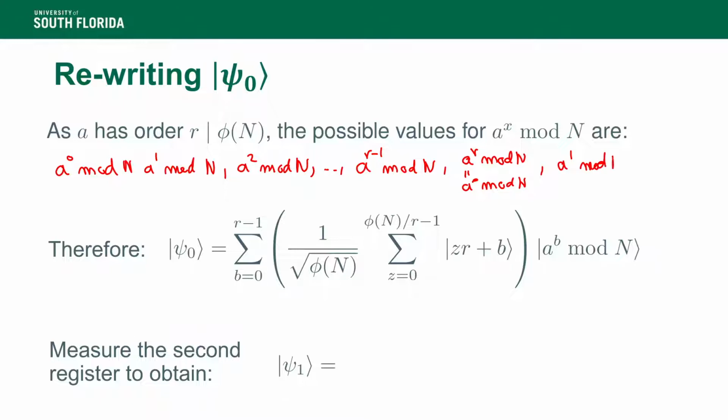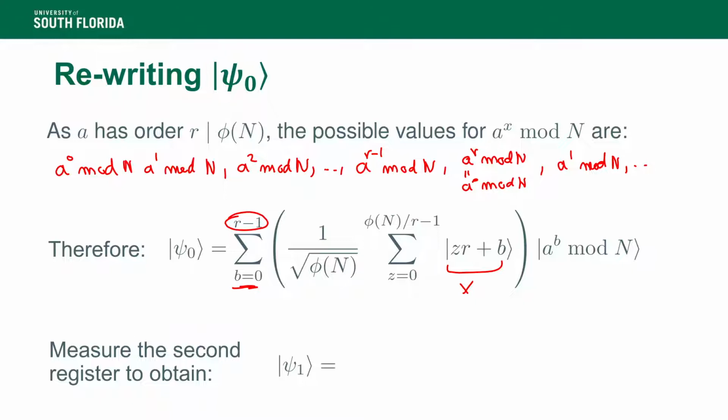So what it means is our sum could be rewritten with respect to all the potential values that the second register can take. So those values are going to be a to the b for b equals 0 to r minus 1. And we rewrite this: every term that corresponds to an x such that a to the x mod n is a to the b mod n is an x of this form, okay? So a multiple of r plus b, okay?